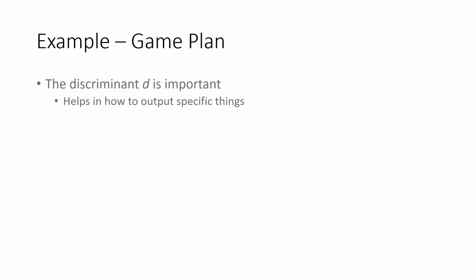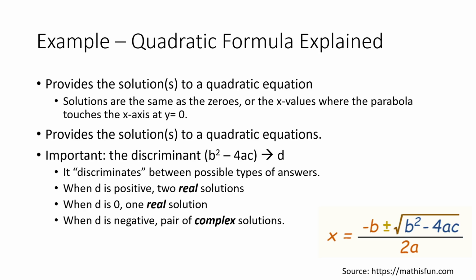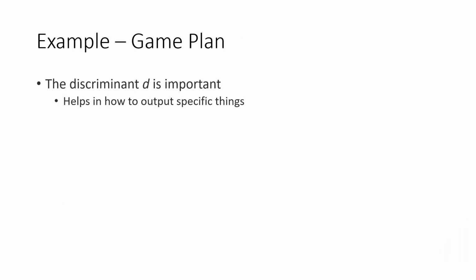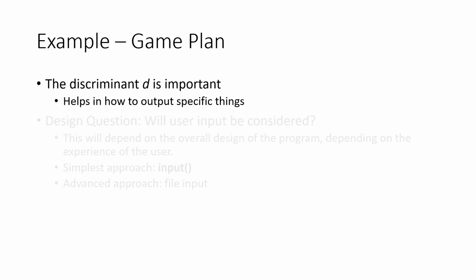So let's start drafting up our game plan. We know that the discriminant d is important because it helps in how to output specific things. Recall that the discriminant is responsible for telling us whether we have two real solutions, one real solution, or a pair of complex solutions. Understanding that will help us in figuring out the rest of the flow of the program and how to implement it.